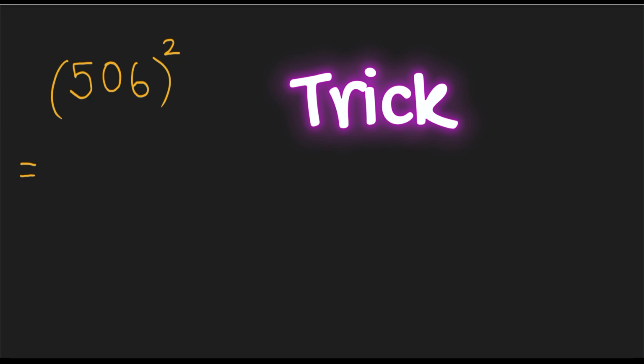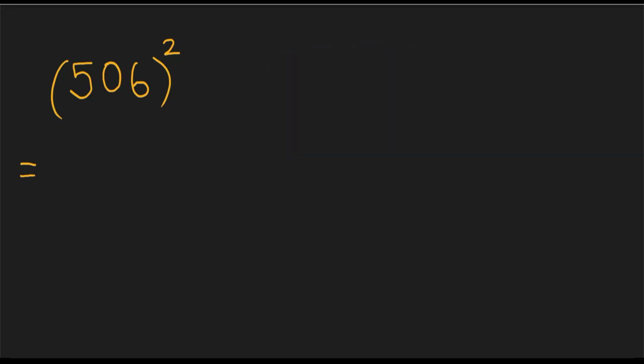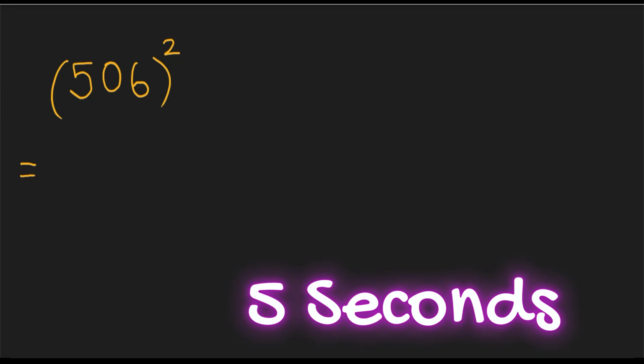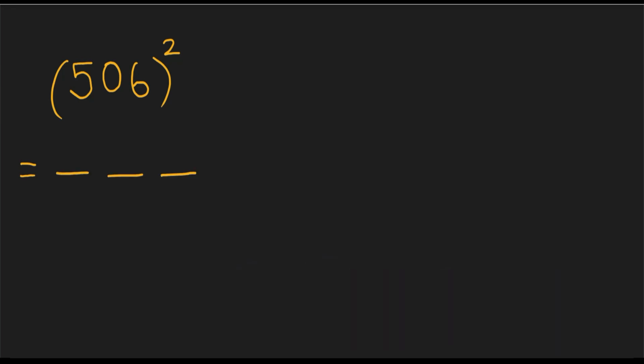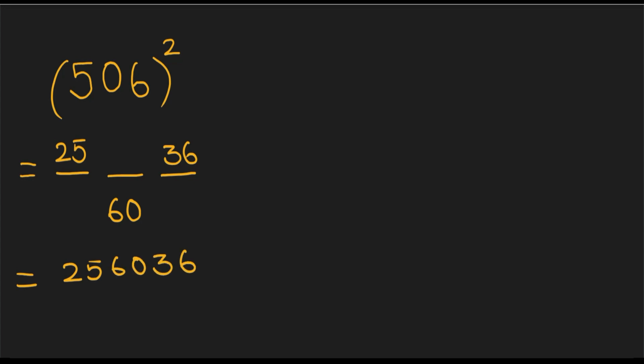Today we are going to learn a trick using which you can square any number up to 1000 in 5 seconds. Let us find the square of this number. 5 square, that is 25, 6 square, that is 36, and in the middle number I am doing some calculations and I am writing it as 60. Then my final answer is 256036. Isn't it so cool?